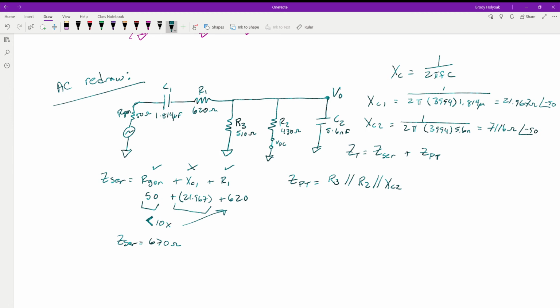And so again, with this value being so high, we're going to treat C2 as an open because it's so much larger than the other ones, it's not going to affect it. So effectively, we're going to cancel this value out. We're not going to deal with it in our calculations. Okay, so our Z parallel total is going to be just simply R3 in parallel with R2. So we have 510 ohms in parallel with 430 ohms.